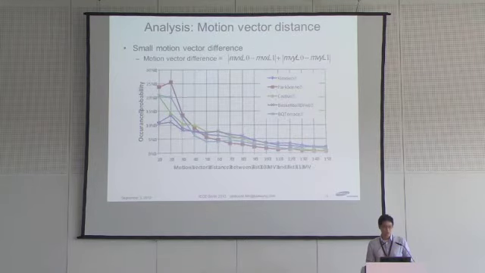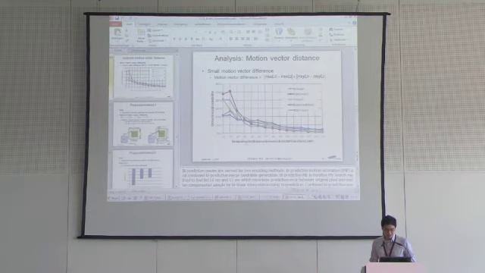This is the motion vector distance from the low delay B coding. Just a moment.